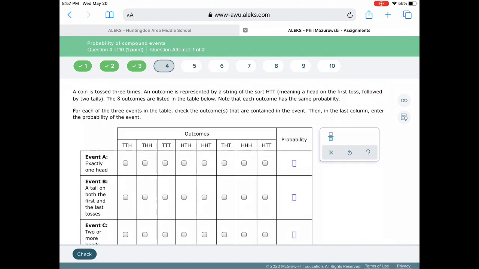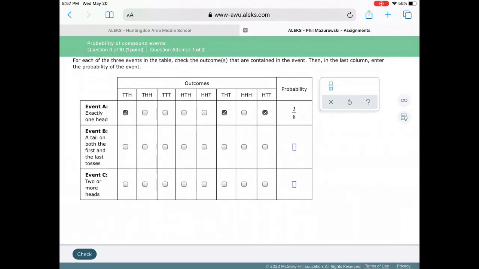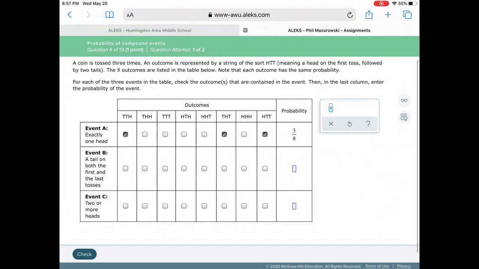All right, a coin is tossed 3 times, so same idea. Exactly 1 head, so I go through here. There's exactly 1 head. This one doesn't count because it has 2 heads. That one doesn't count because it has 2 heads, so I keep going through and trying to find 1 head. There's 1 head, and there's 1 head. So it occurs 3 times out of the 8. No simplifying involved in that one. 3/8.